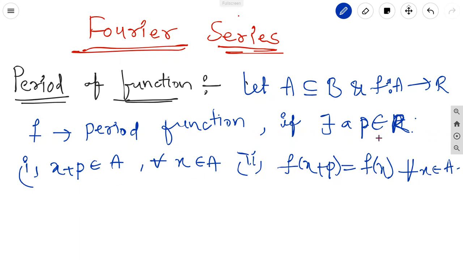Whatever the positive real number small p is, it is said to be the period of f.